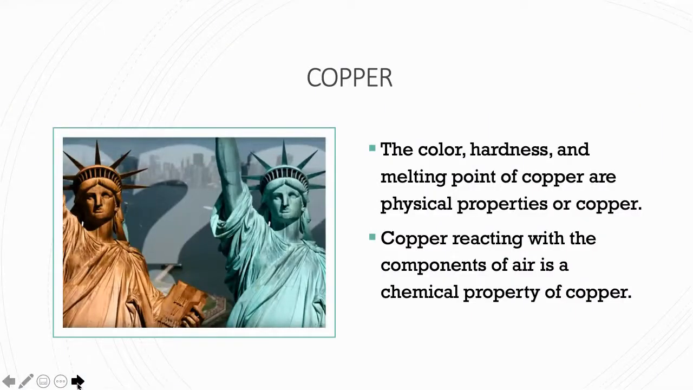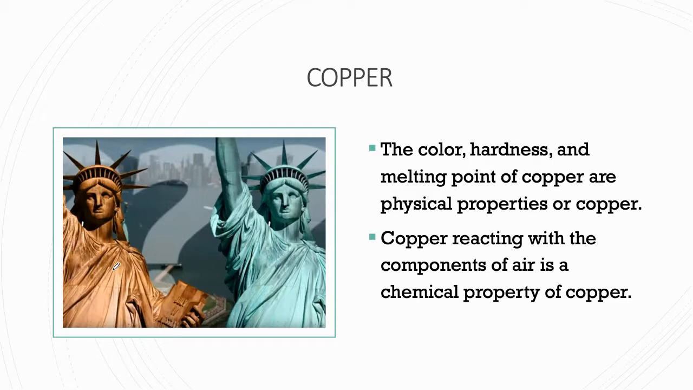Now, every substance that's out there has some physical properties and has some chemical properties. So I want to just give you an example of a substance and talk about both its physical properties and chemical properties to show you what I mean. So let's talk about copper. You've probably seen a penny. Pennies used to be made of pure copper. And as you know, they're kind of this orangey brown color, right?